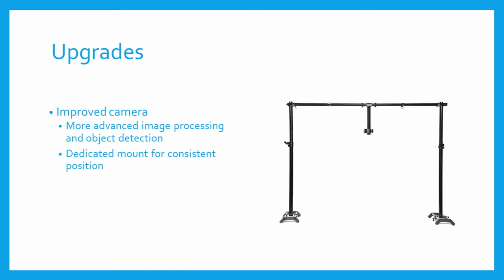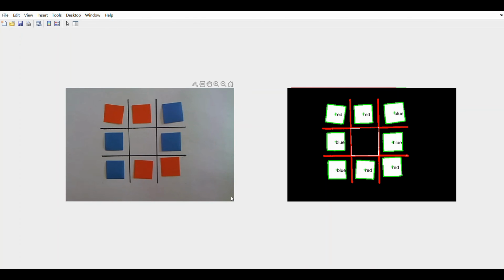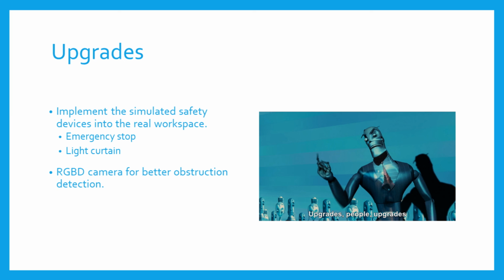Some improvements that could be added to the system are a mount for the camera to fix it into a consistent position, and a more advanced feature recognition algorithm to localize the board and tiles, so the starting positions don't need to be fixed. Our modeled safety features, including the physical e-stop and light curtain, could be added into the real robot's workspace. In addition to this, an RGBD camera could be used instead of a webcam to better detect obstructions.